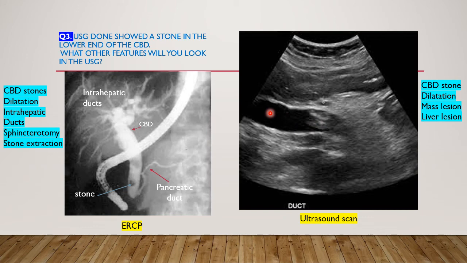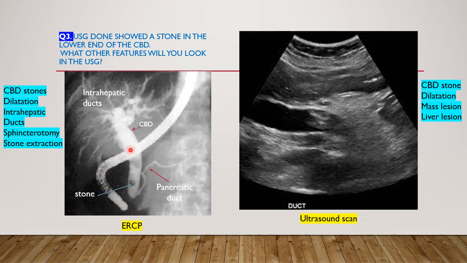Then it can also show the extent of dilatation, whether it extends into the liver and the intrahepatic ducts, suggesting that it's a long-standing obstruction. It can also show signs of tumor mass in the head of the pancreas as causing obstruction. If it is acute pancreatitis, you may be able to see an enlarged pancreas, and also lesions in the liver can be detected by the ultrasound.